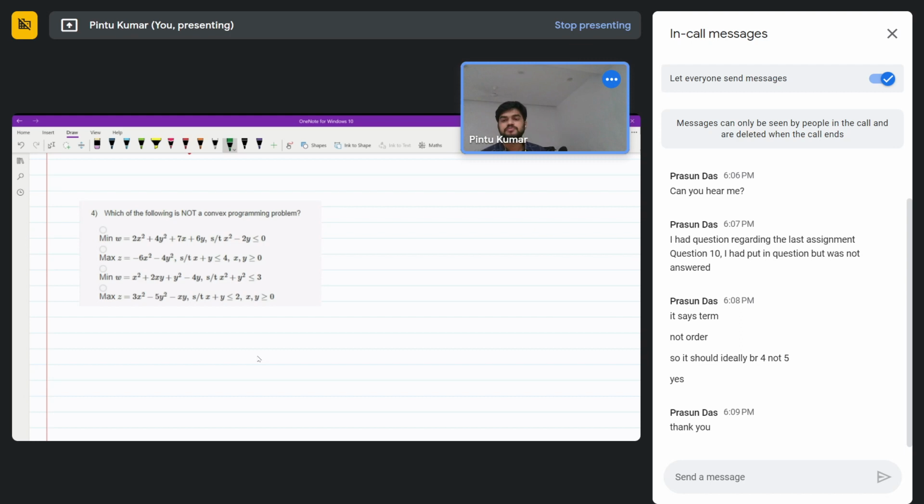So now this is the next question. We have to check in every part which of them is a convex programming problem and which of them is not. Okay. So how do we do that? The standard way is: minimize f of x subject to gi of x less than or equal to 0. Then my f and gi's must be convex.